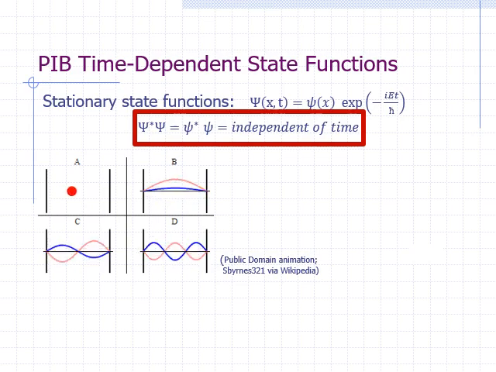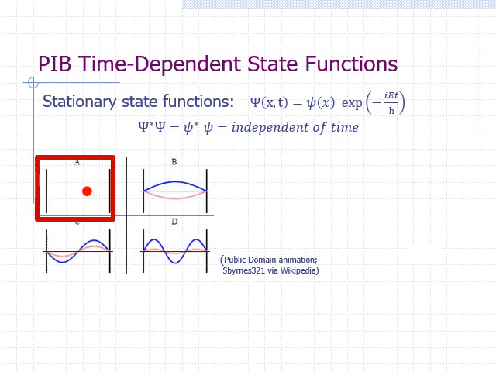Shown here are animations of the classical motion of a particle in a box, along with animations for 3 stationary states. The red and blue curves represent real and imaginary components of the overall wave function. How would you write the complete stationary state wave function for this one?